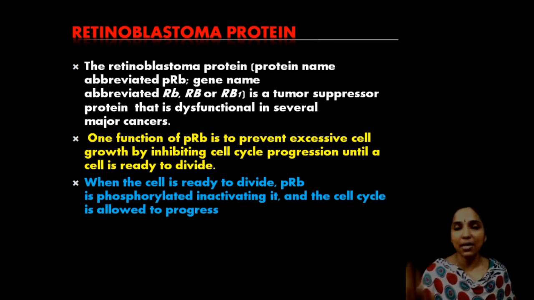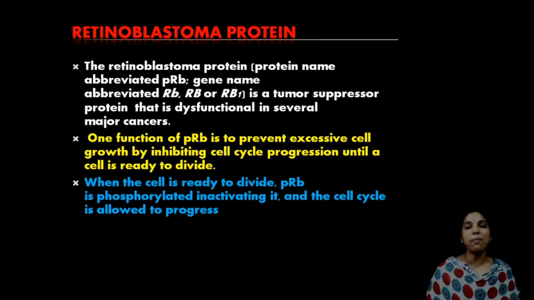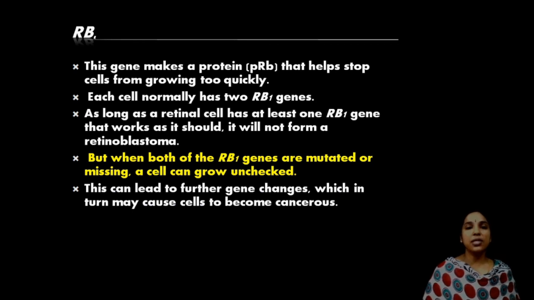Okay. When the cell is ready to divide. If the cell is not ready, some problem is detected, it becomes activated, and the cell cycle is arrested. The same way as in the last case. Then this makes a protein that is PRB. The RB gene produces a protein PRB. RB is retinoblastoma. It helps in stopping cell growth.